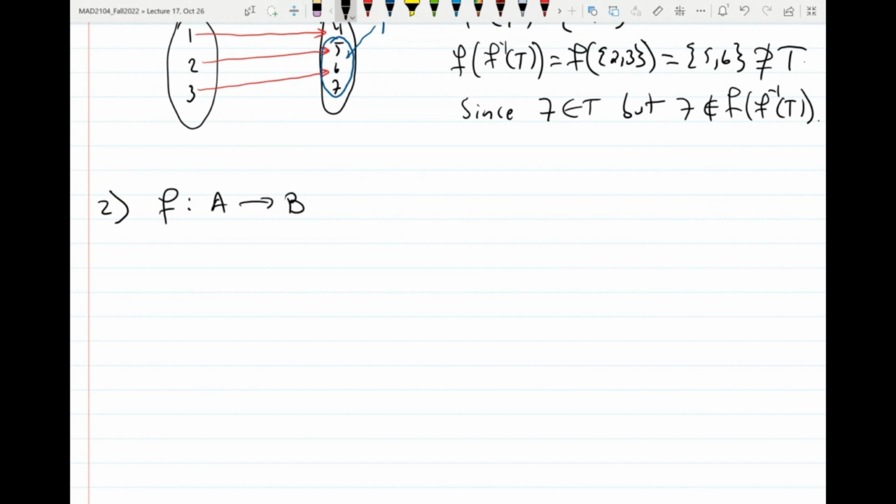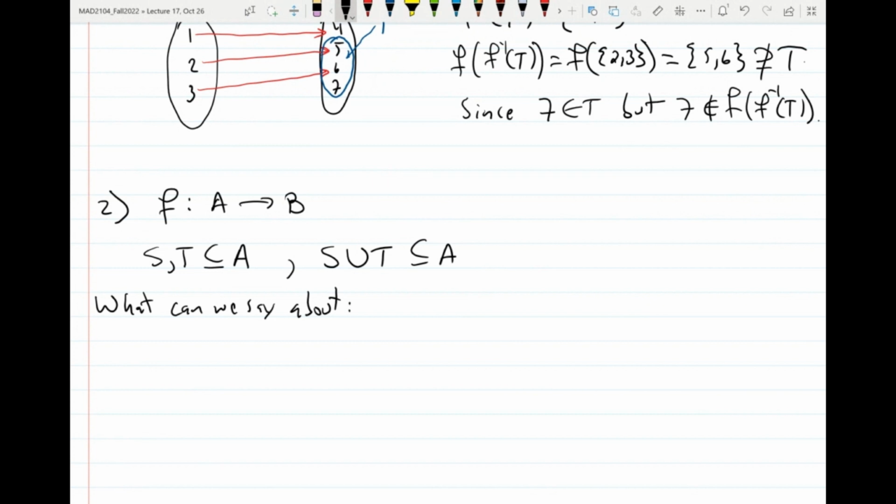Let's think about the image first. And then let's say you have S and T. They are both subsets of A. Okay? Then, of course, the union is still a subset of A. Yes? So, a natural question is, what can we say about the image of the union, but you can also look at the image of S and the image of T individually, and then look at their union. What can we say about these guys?